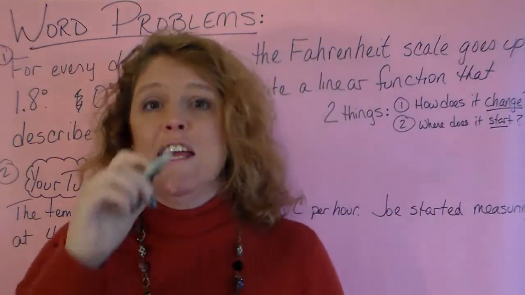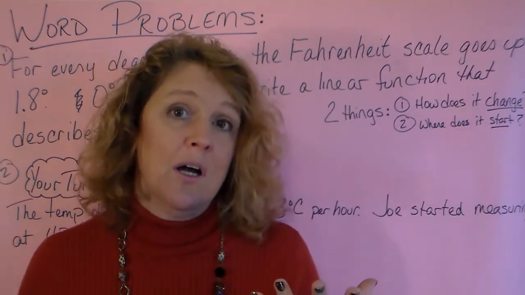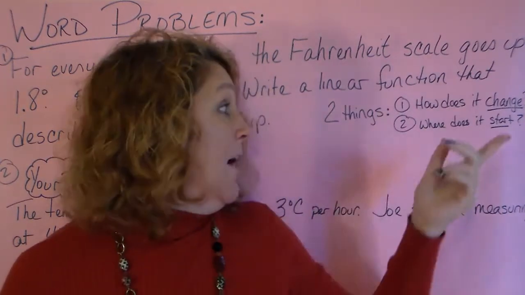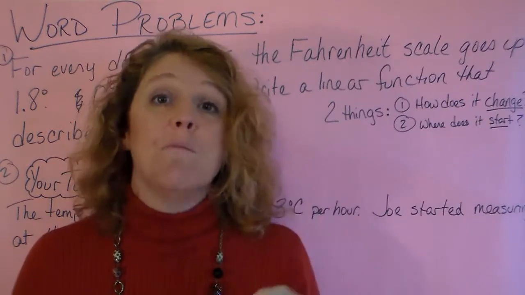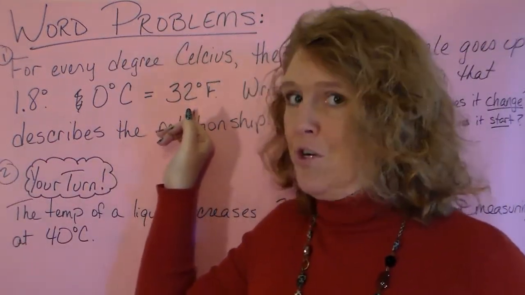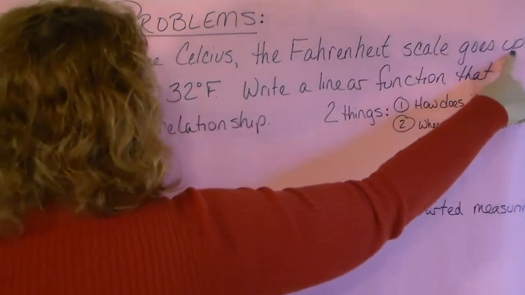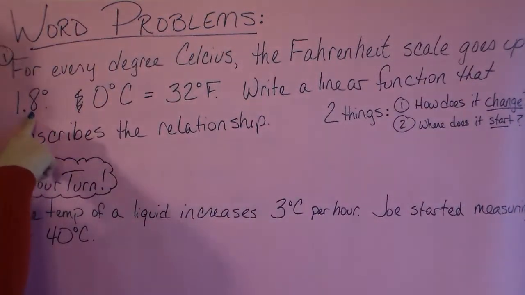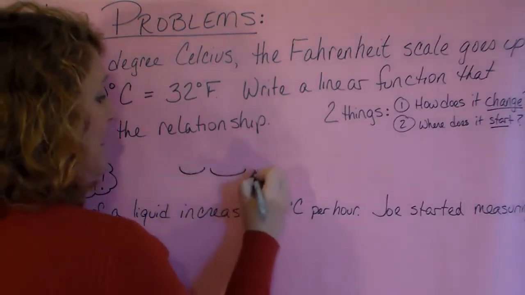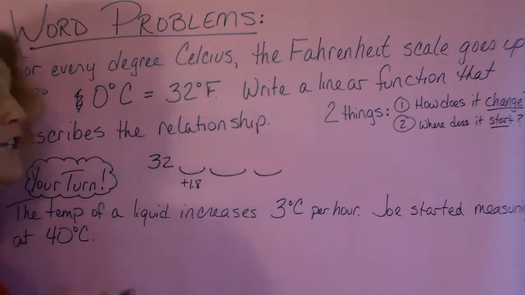How does it change is the regular addition that we have to do that gives us the number in front of n, the number that we multiply by. Where does it start gives us the plus or the minus at the end. Now this starts at 32, so this is going to be plus 32. And it changes, it goes up, positive number, 1.8 degrees. That's our regular change. So it's telling us that every time it changes, it's plus 1.8. And it starts at 32.